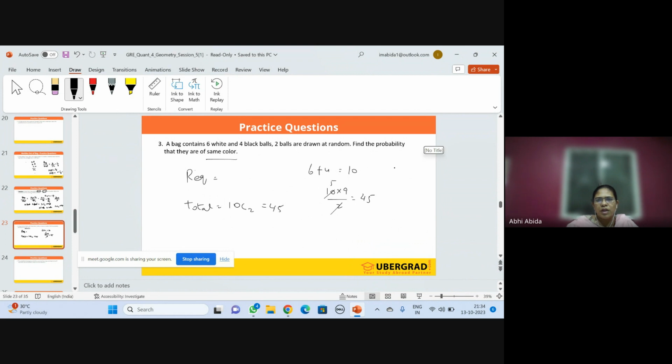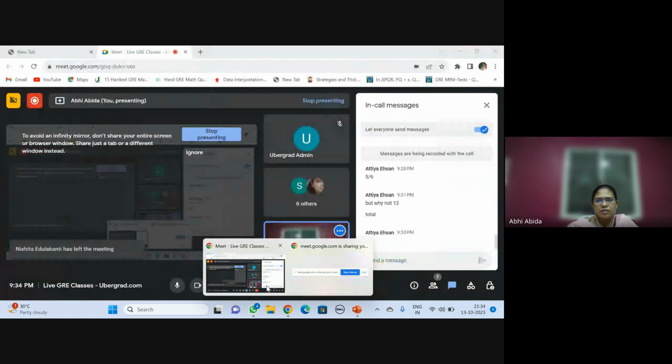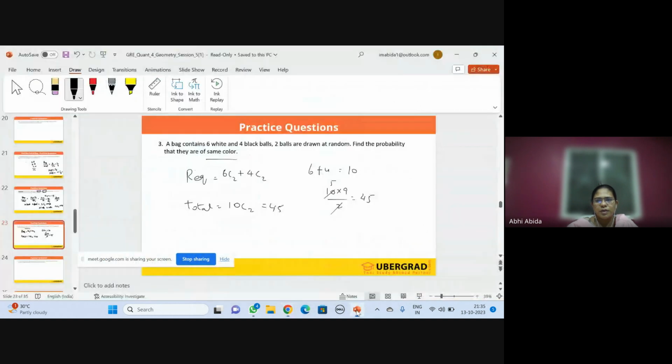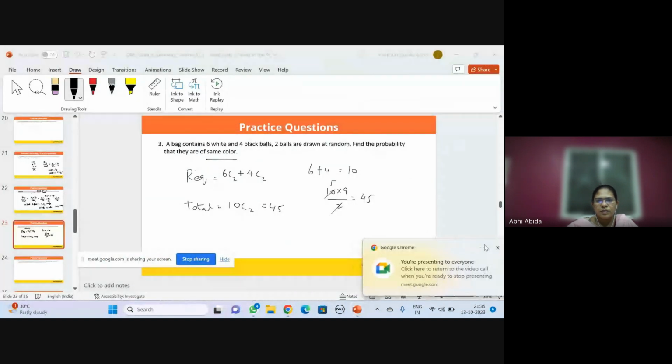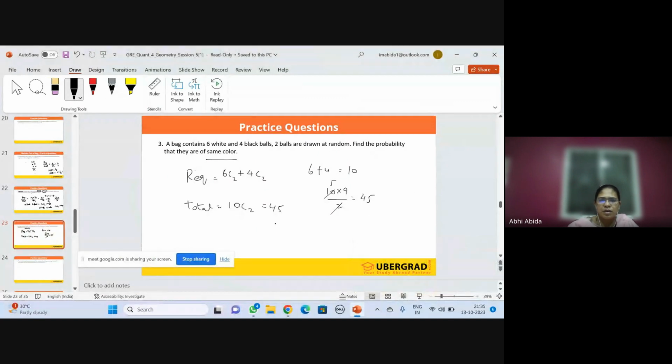What will be my required outcome? The required outcome is what I require. It should be the same color, right? It may be from 6 white, or it may be from 4 black. Or means addition. So by solving this, you'll get the answer.